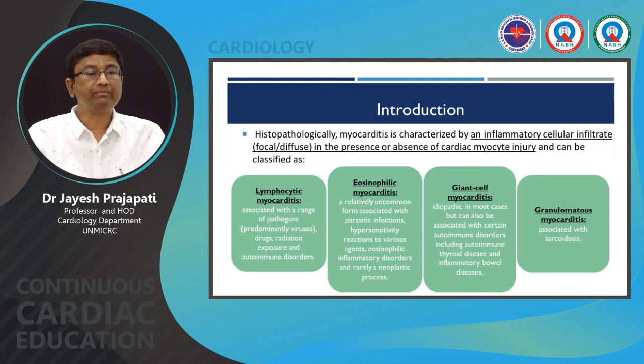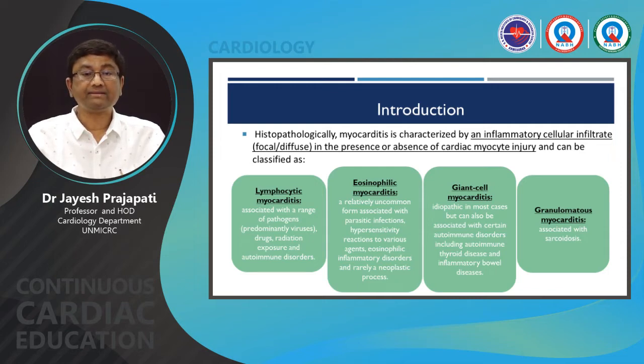Lymphocytic myocarditis is associated with a range of pathogens, predominantly viruses, drugs, radiation exposure, and autoimmune disorders. While eosinophilic myocarditis is basically due to parasitic infections, hypersensitivity reaction to various agents, eosinophilic inflammatory disorders, and rarely a neoplastic process. You can see eosinophilic myocarditis where a predominantly eosinophilic infiltrate will be there.